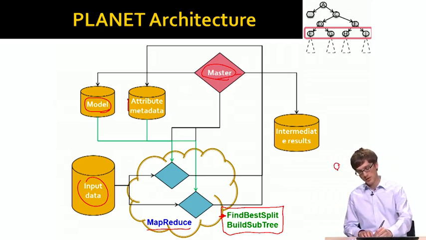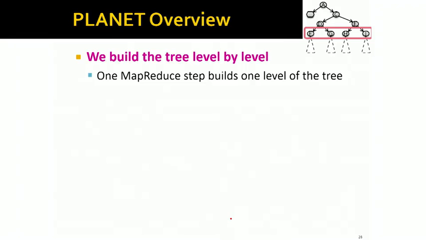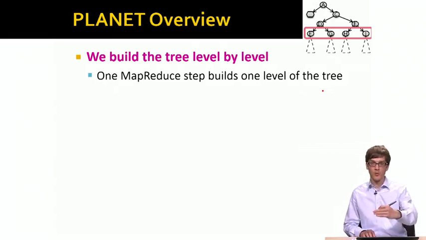The way we will build the tree is we will build it in levels. So we'll first build the first level, and then we'll build the second level, and so on. And at every level, for all the nodes, we will want to decide what is the best attribute to split upon. So let's think about building the tree, right? As I said, we are building the tree level by level, where we will have one MapReduce step to build one level of the tree.